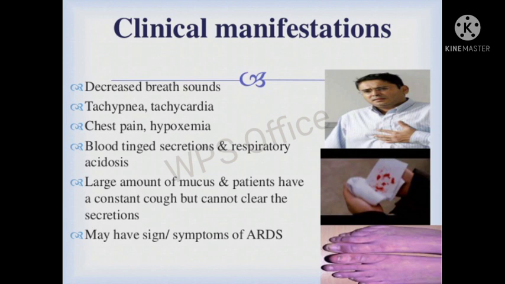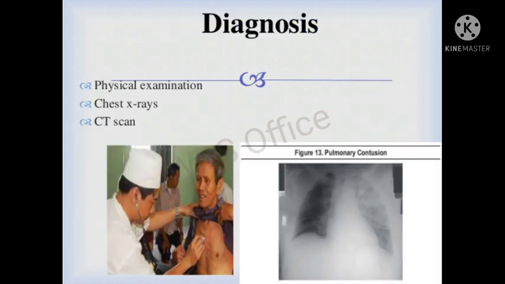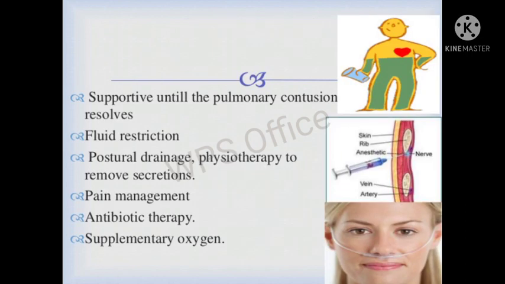The patient will produce a large amount of mucus and have a constant cough, but cannot clear the secretions properly. They may have signs and symptoms of upper respiratory disorders and acute respiratory distress syndrome. In the diagnosis, there is physical examination, chest X-ray, and CT scan. Then medical management will give supportive treatment until the pulmonary contusion resolves.